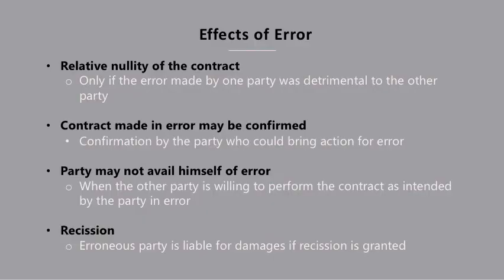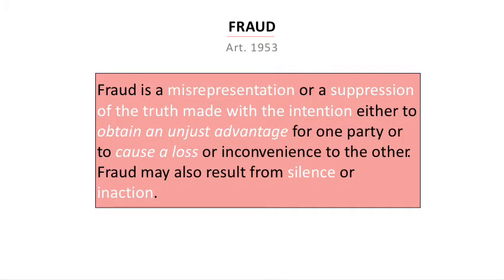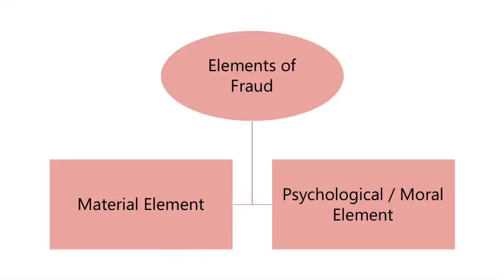So now we move into our second vice of consent, which is fraud. And Article 1953 provides that fraud is a misrepresentation or a suppression of the truth made with the intention either to obtain an unjust advantage for one party or to cause a loss or inconvenience to the other. Fraud may also result from silence or inaction. In analyzing fraud, we look at the two main elements, which are the material element and the psychological and moral element.